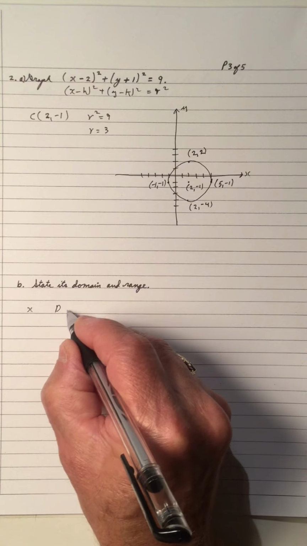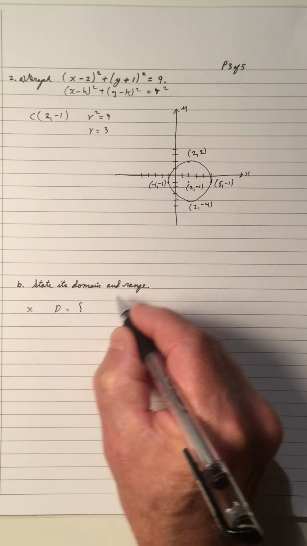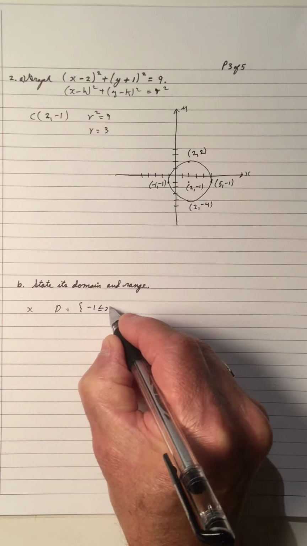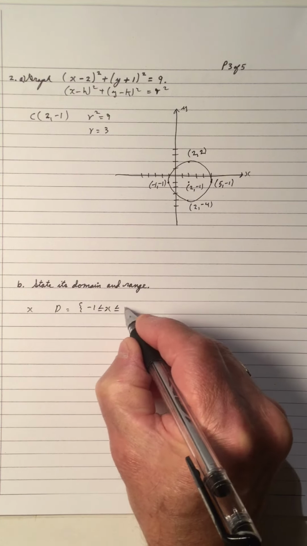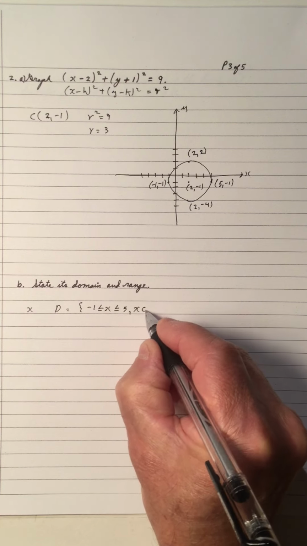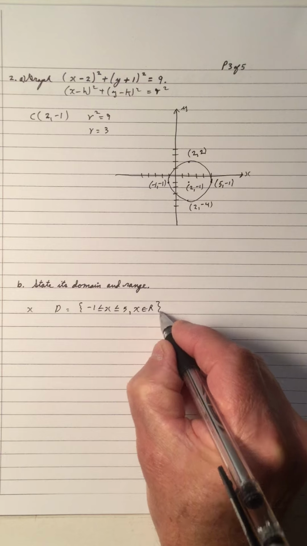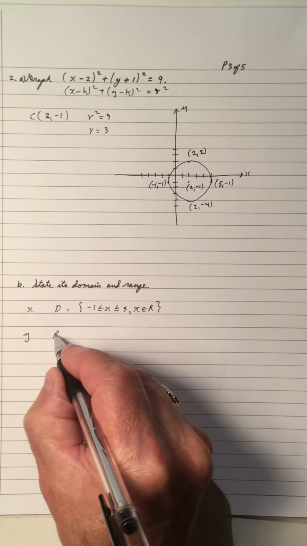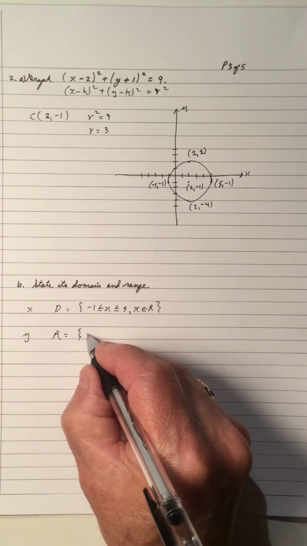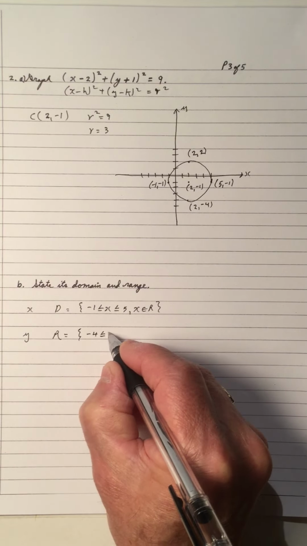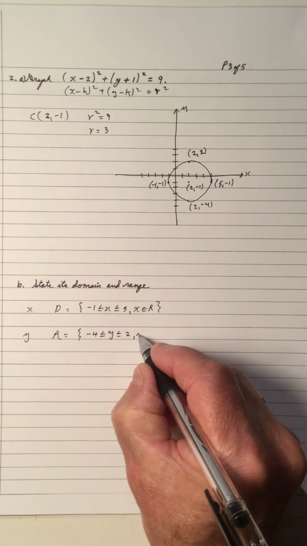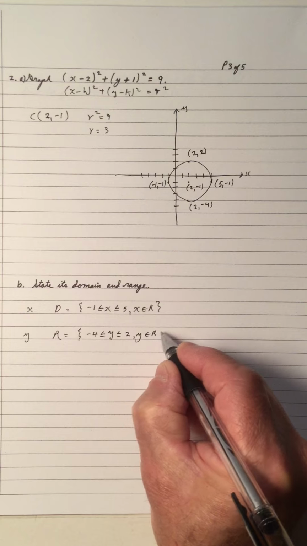So the domain starts at -1, less than or equal to x, less than or equal to 5, and x belongs to the real numbers because it's shaded. And y is the range, and the range values go from -4, less than or equal to y, less than or equal to 2, where y belongs to the reals.